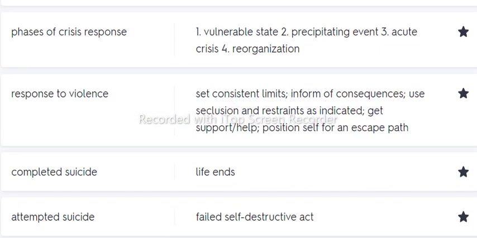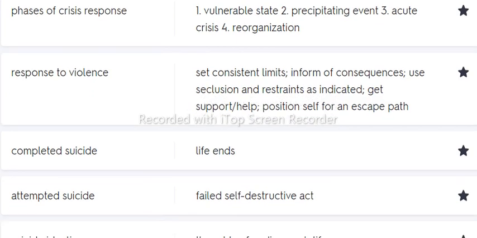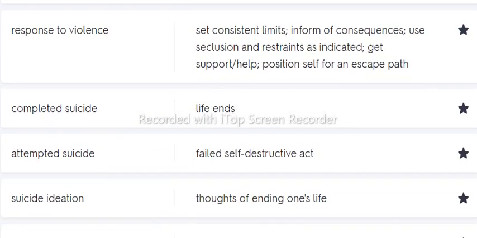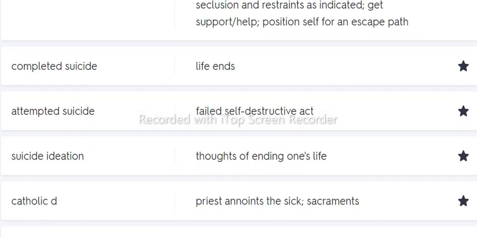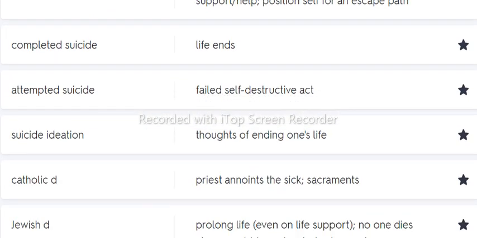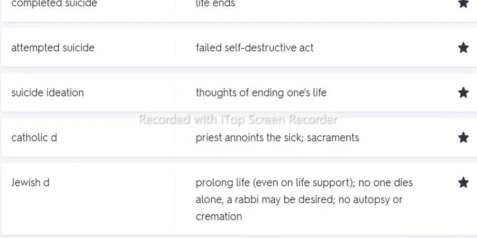Response to violence. Set consistent limits in form of consequences. Use seclusion and restraints as indicated. Get support help. Position self for an escape path. Completed suicide. Life ends. Attempted suicide. Failed self-destructive act. Suicide ideation. Thoughts of ending one's life.